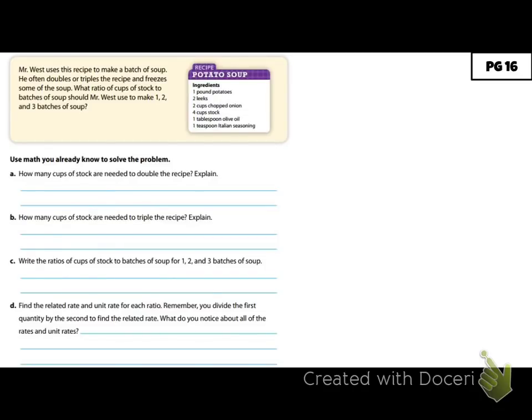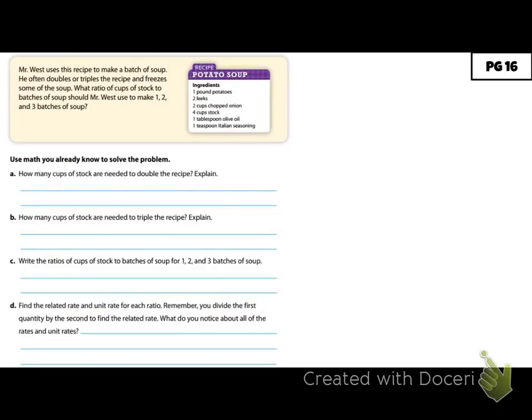So, first question says, Mr. West uses the recipe to make a batch of soup. He often doubles or triples the recipe and freezes some of the soup. What ratio of cups of stock to the batches of soup should Mr. West use to make 1, 2, and 3 batches of soup? So we're going to use what we already know to solve the problem.